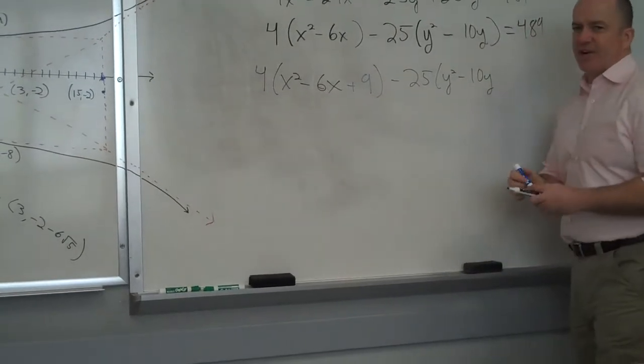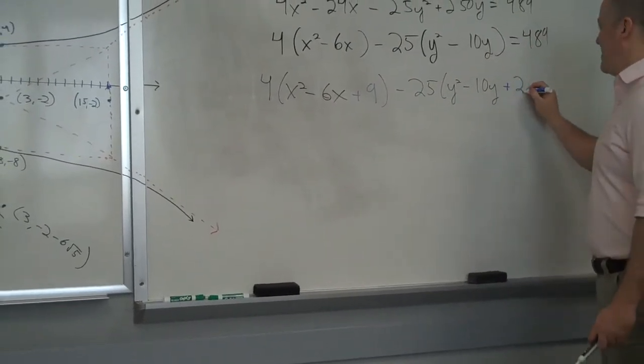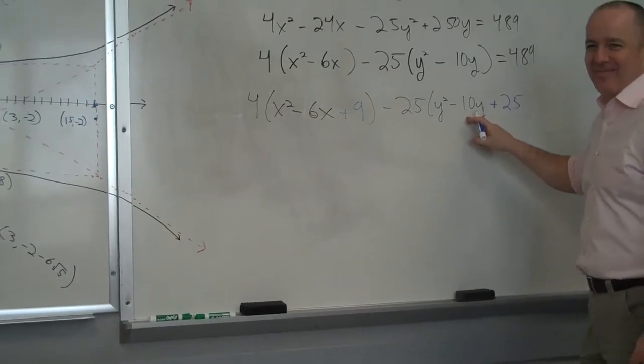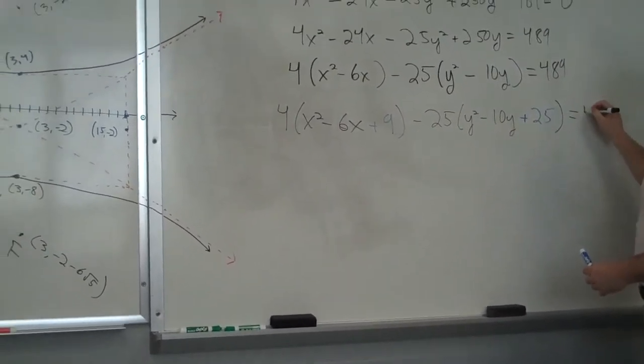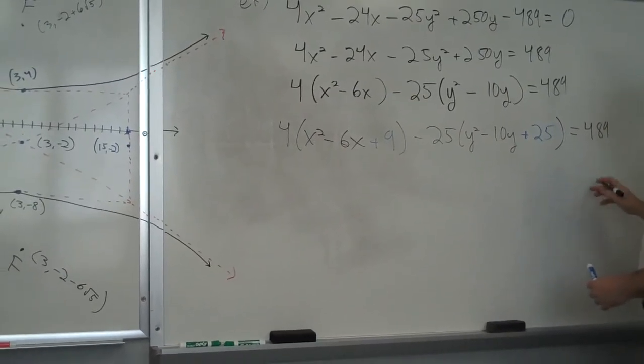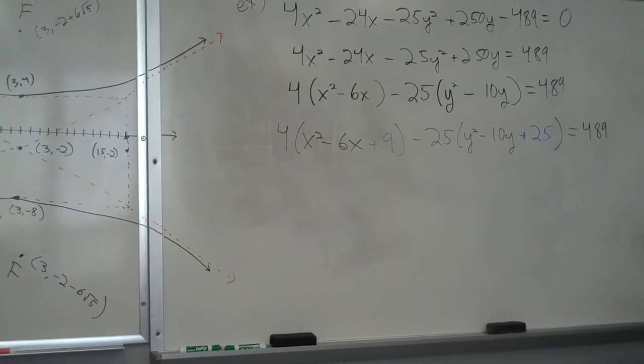What do I really wish was here? 25. Cut it in half, and then square it. Okay, equals 489. So I add 9 and I add 25, right?